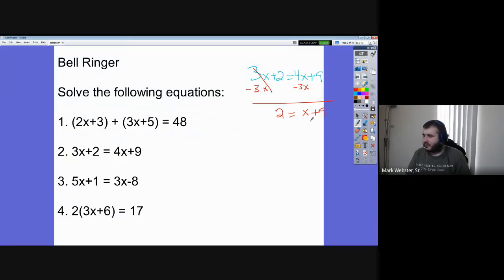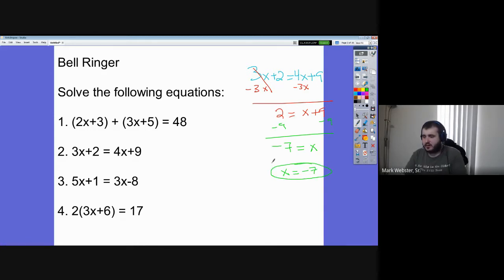And now that I've got the variable on the right-hand side, I need to have the number on the left. So I'm going to subtract 9. And what's 2 minus 9? Negative 7, right? Either way, you get x equals negative 7.